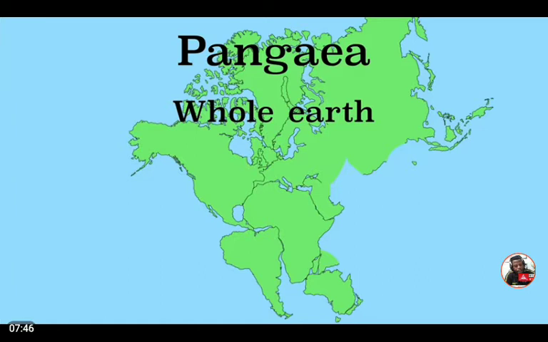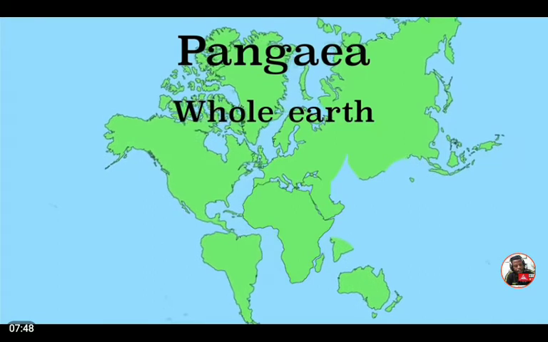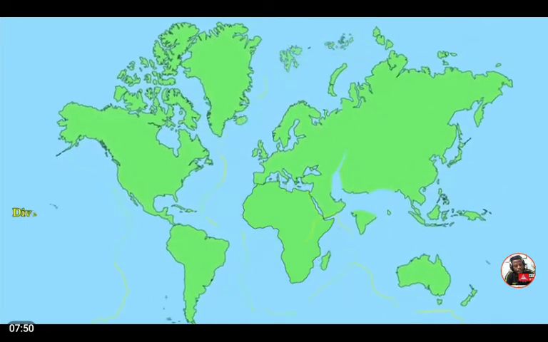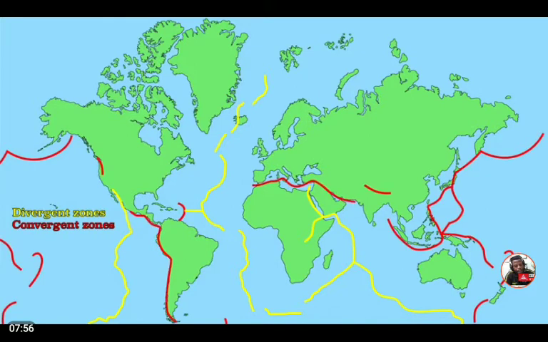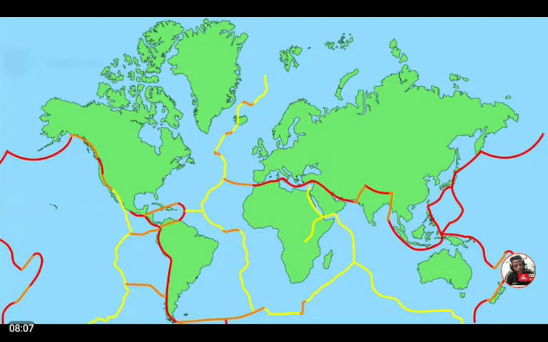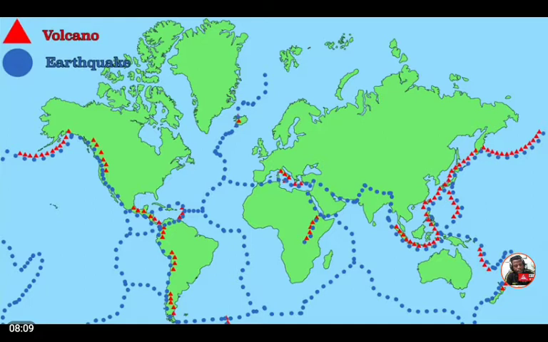If the plates move, there are areas where some plates are separated. These are called divergent zones. There are also areas where plates move towards each other. These are called convergent zones. Finally, there are areas where plates move past each other in opposite directions. These are called transform zones. The plate boundaries are easy to recognize because these are the places where earthquakes and volcanoes occur.